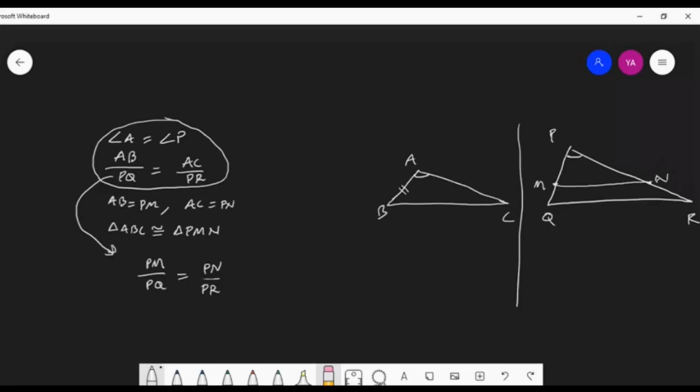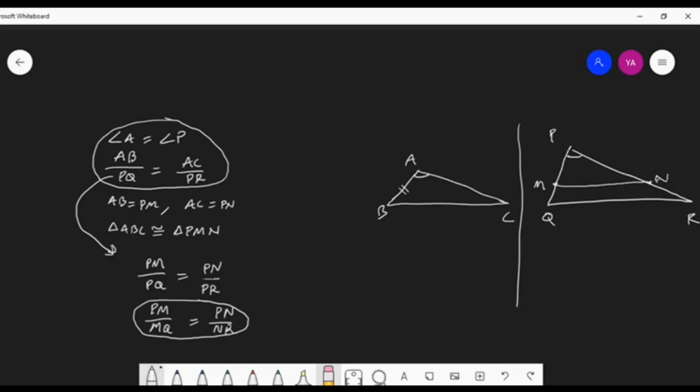And here, as we proved in example 1 in the textbook, you can change this ratio into PM by MQ is equal to PN by NR. For details, you can check after the lesson. Just apply the reverse, you will get PM by MQ is equal to PN by NR. Now you can apply which theorem? Converse of basic proportionality theorem.